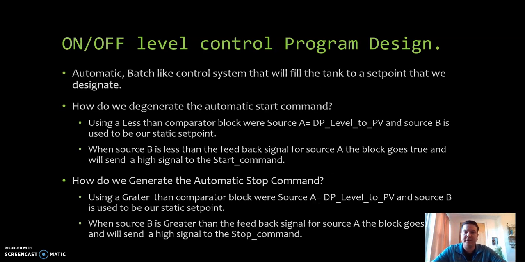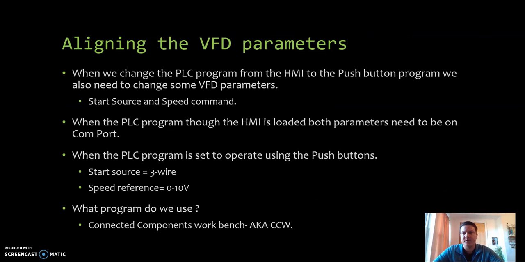All right, so some information here on building the on-off level control program and design. Essentially what we're doing is bypassing the start and stop commands, and there's a little bit of information there. I'll have this PowerPoint up for you. I just want to get through the video here and tell you that we're going to use a less than and a greater than block for our start and stop commands respectively. And we're going to reference DP level to PV as the internal information to the controller as source A in both of those. And then in source B is where we put our static or constant number, which is our actual set point.